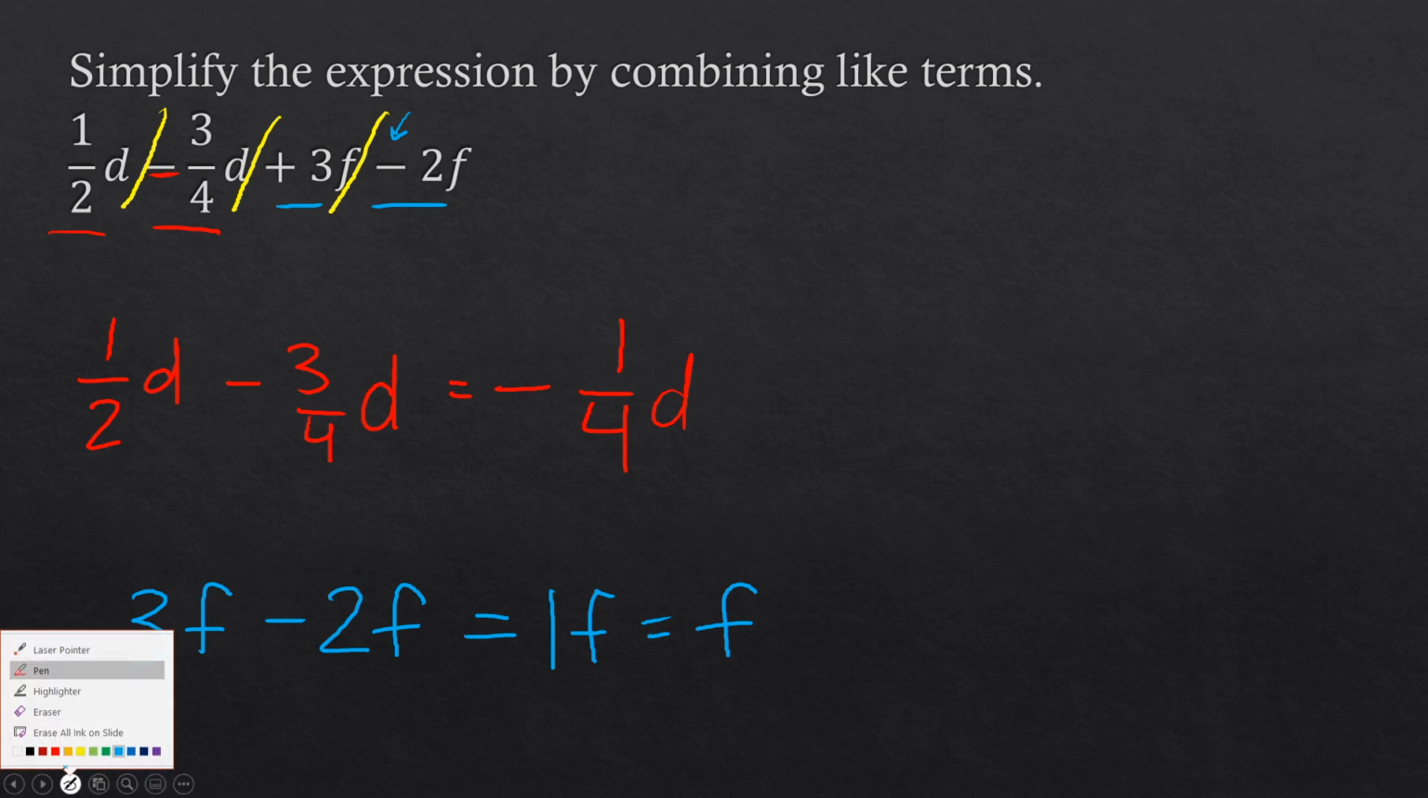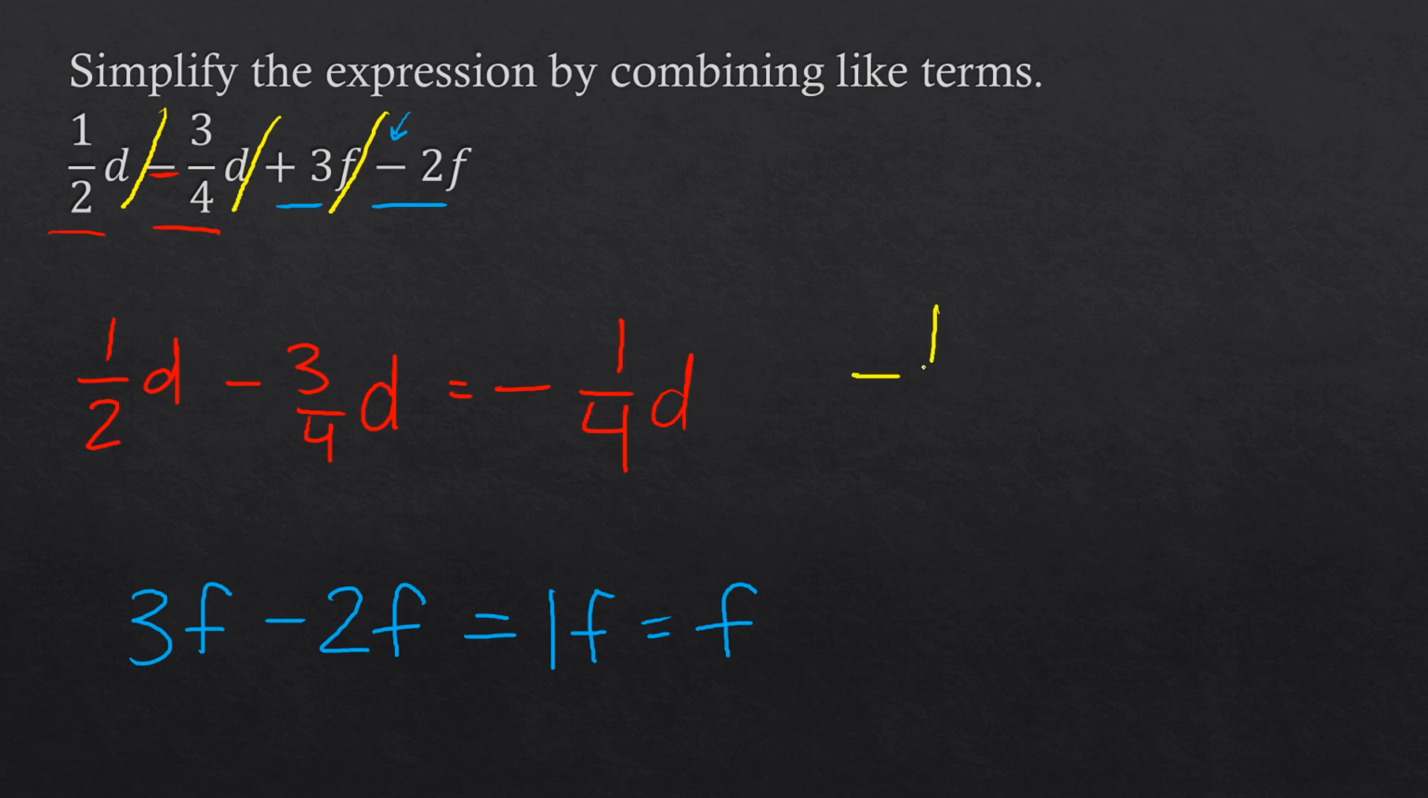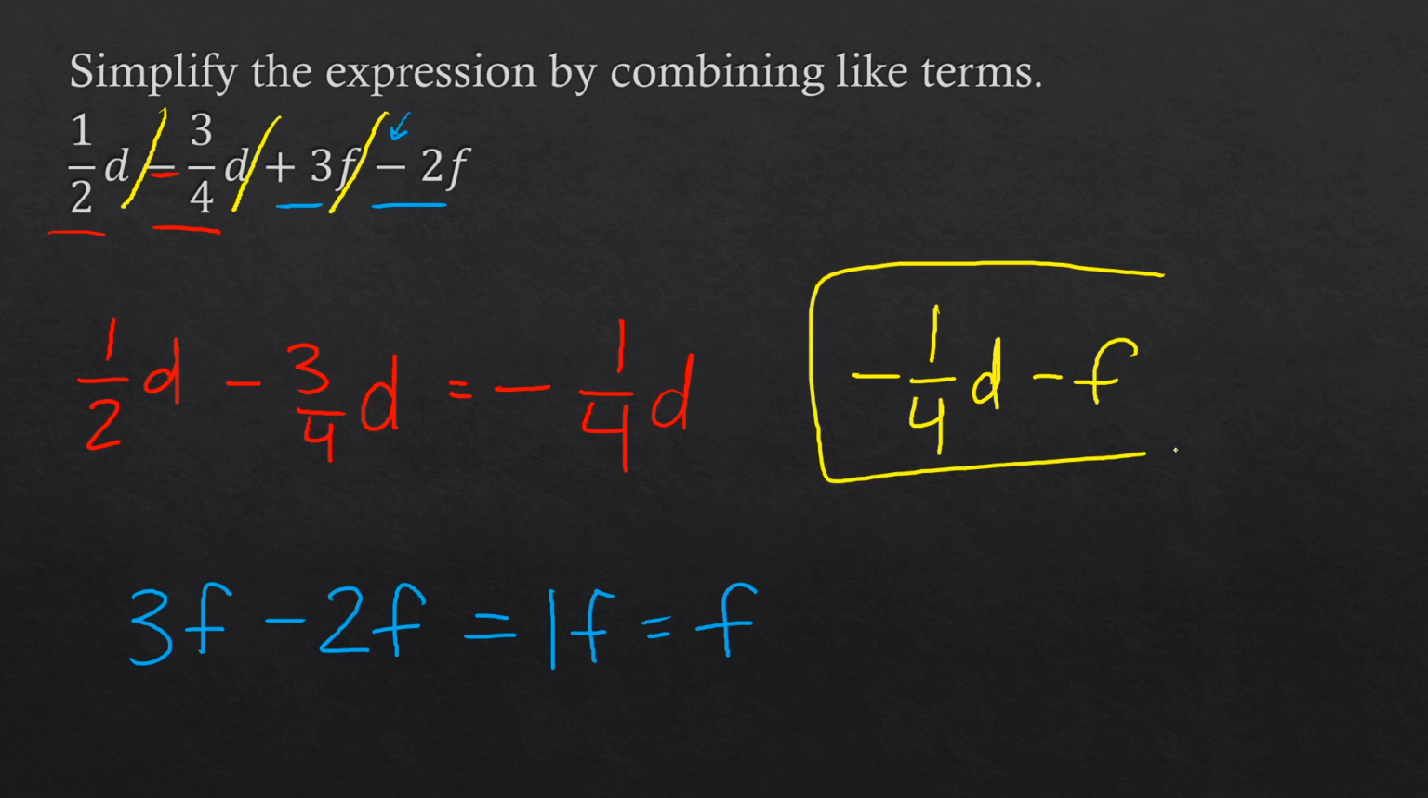And then our final step here for our final answer is going to be to write these next to each other. So I have -1/4 D minus f. Okay, so this is going to be my final answer.